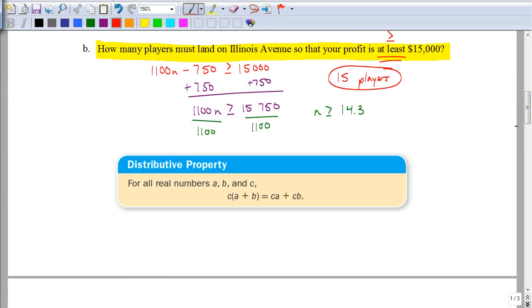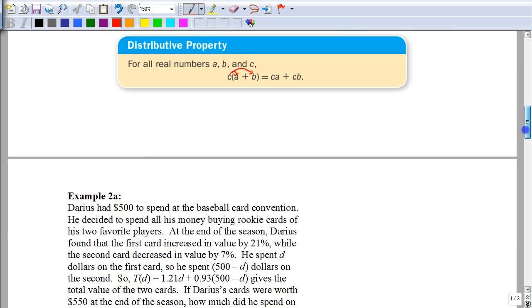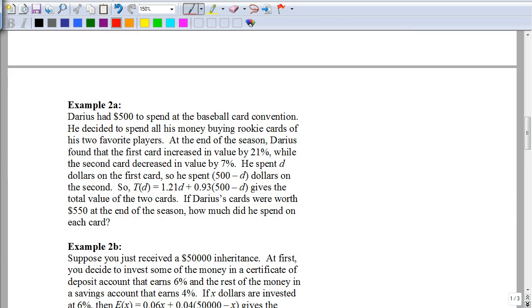And you should be familiar with the distributive property. So just remember that means that we multiply everything in parentheses by whatever's immediately outside of it. So let's look at an example where we do just that.